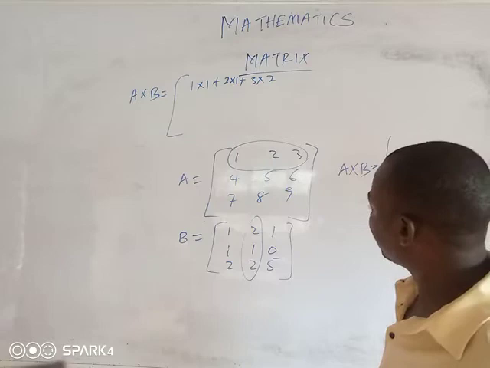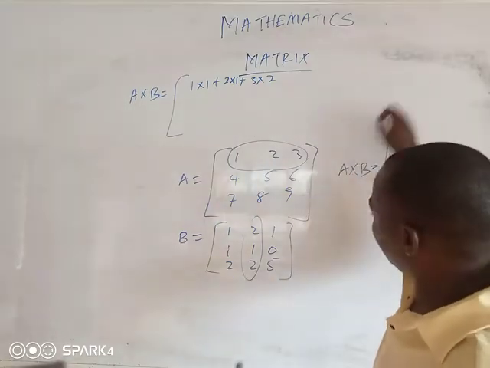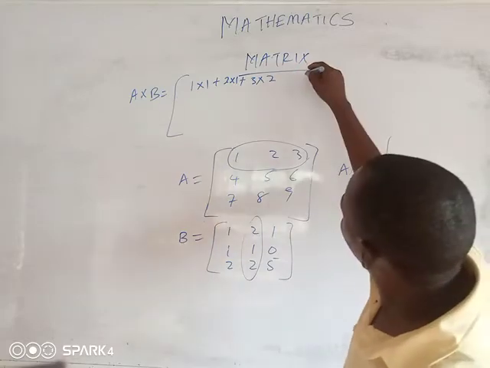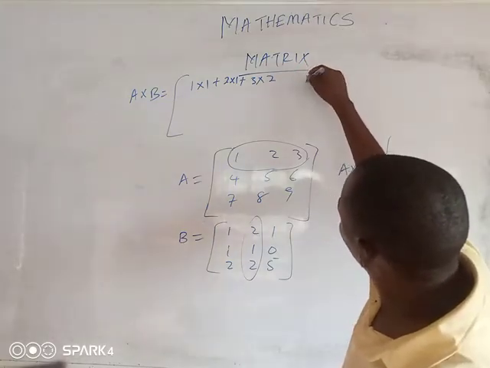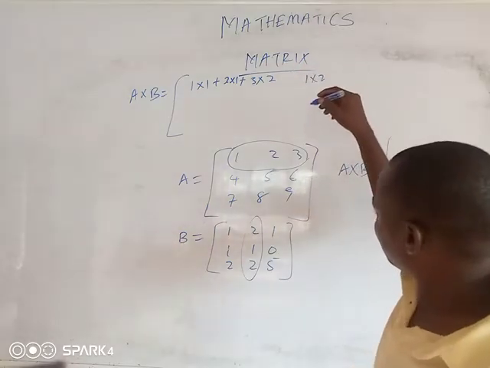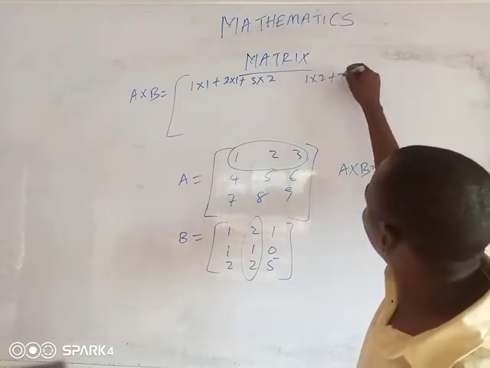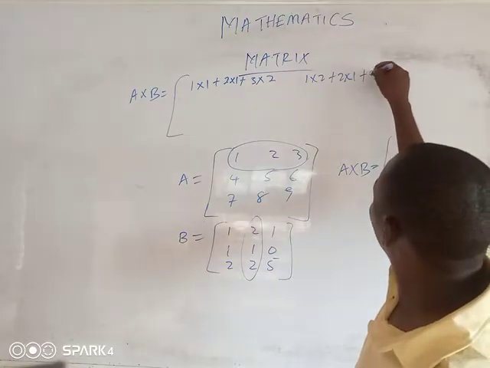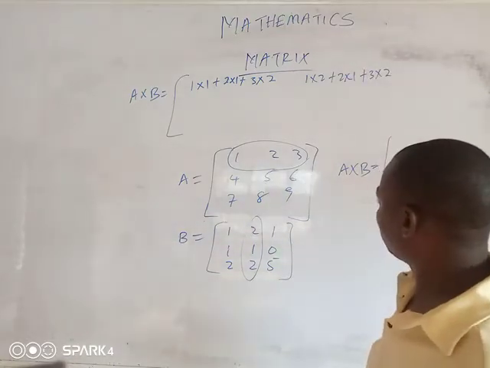So 1 times 2. Don't forget to be at the first row. So 1 times 2 we have 1 times 2. We have 2 times 1. We have 3 times 2. So I'm done with that.